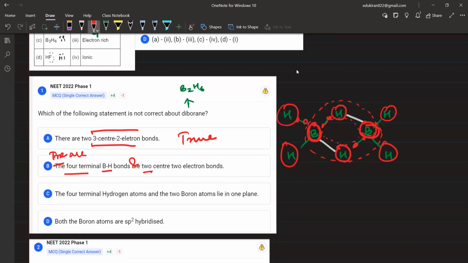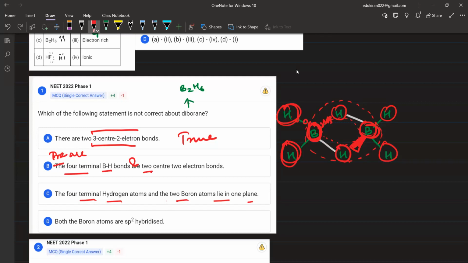Then what do we have? The next statement: the four terminal hydrogen atoms and the two boron atoms lie in one plane. The four terminal hydrogens, that is, all of these atoms and this atom, are lying in one plane. This atom and this atom are also lying in one plane. Okay? That is also true, because this hydrogen will be going below the plane and this hydrogen will be coming above the plane, and only then can we have this type of structure. Now, this is also true.